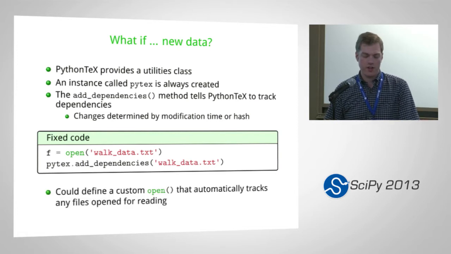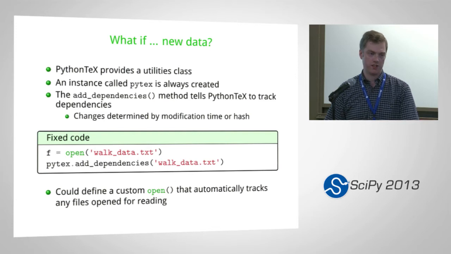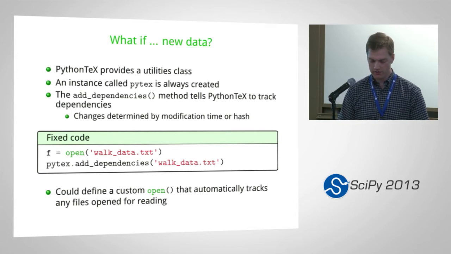One thing that you could do to really automate this whole process is just define your own custom version of open that automatically, whatever you give it, is going to add it as a dependency if you open something for reading. And this way you can actually have all this dependency tracking going on behind the scenes. You never have to actually consciously worry about it once you've configured things.